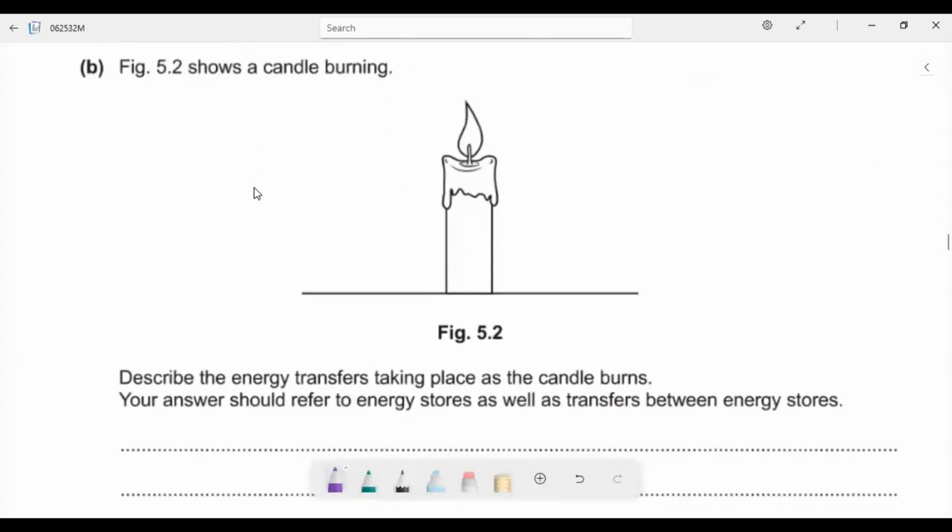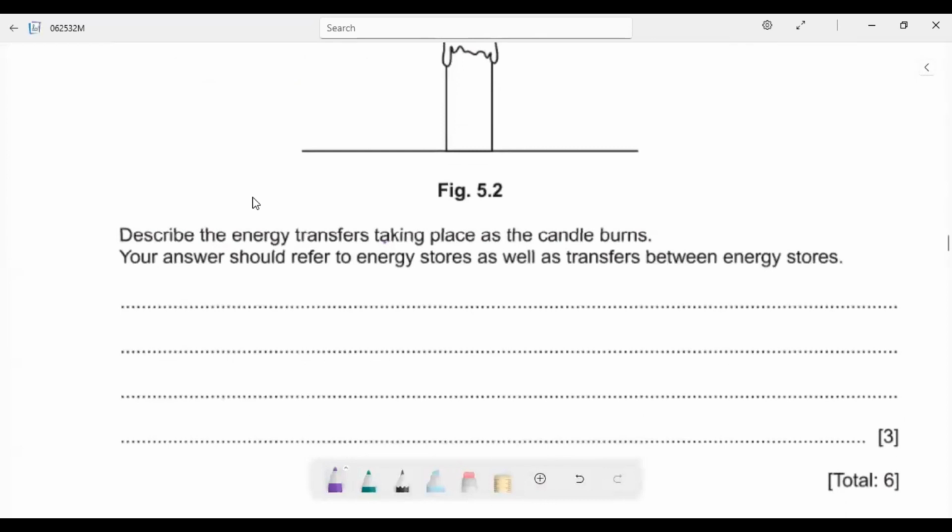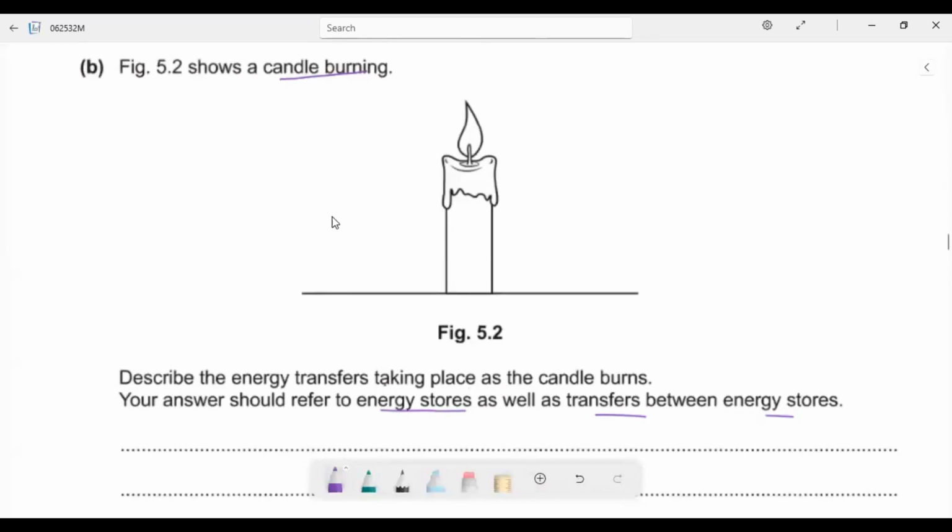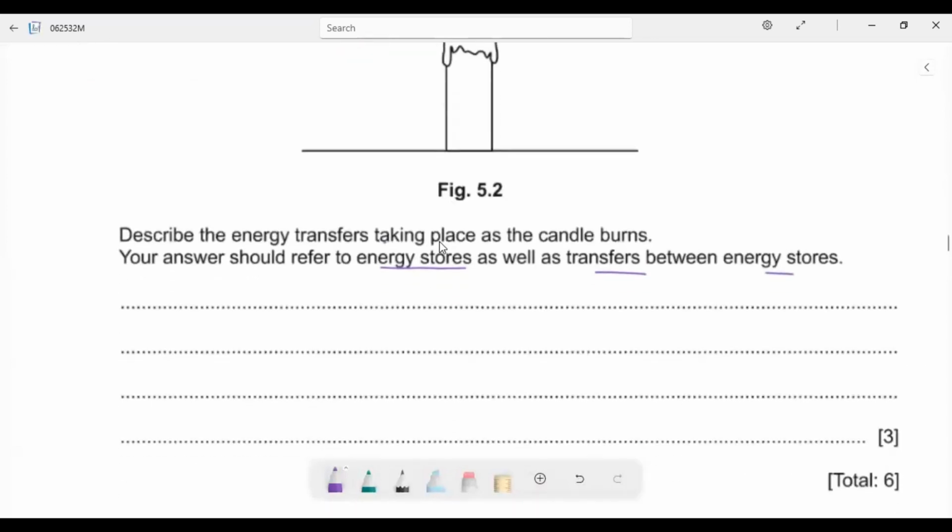Figure 5.2 shows a candle burning. Describe the energy transfers taking place as the candle burns. Your answer should refer to the energy stores as well as transfers between energy stores. So, in this candle wax, chemical energy is stored in the candle and it is converted to light energy.